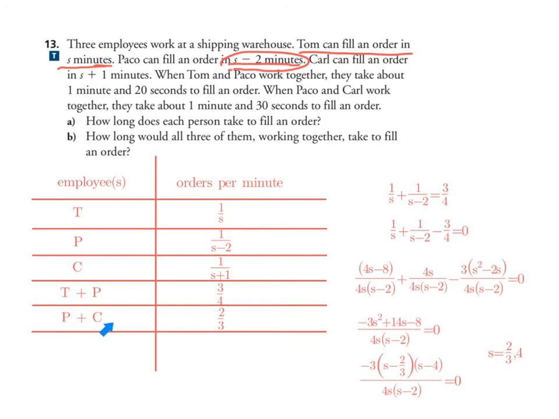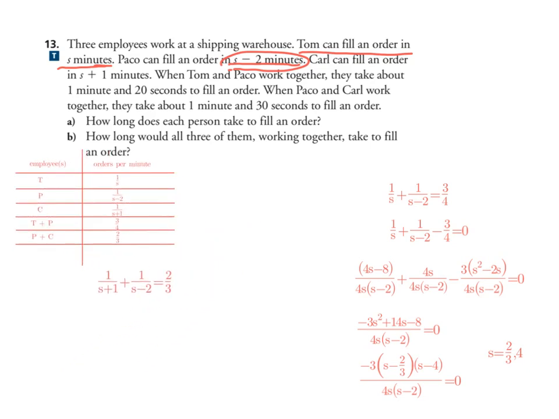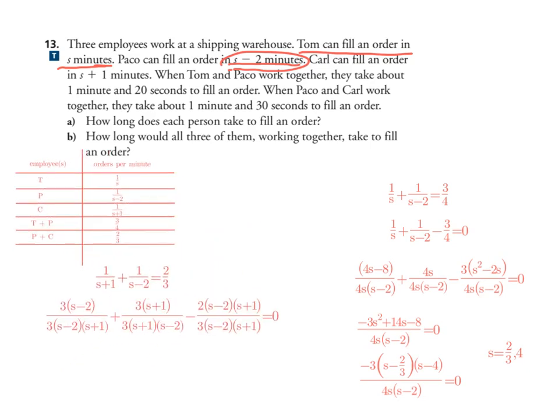All right, now when Paco and Carl work together, they could do 2/3 orders per minute. And that's combining the 1 over s minus 2 plus 1 over s plus 1. So these two added together will equal 2/3. So let's do all the same stuff to this equation. And now we actually run into a little problem here, because when you solve this, you get s is either a negative number or you get like 4.12 or something like that.